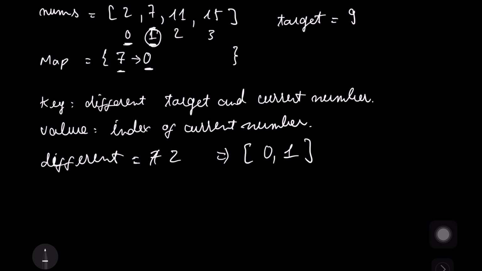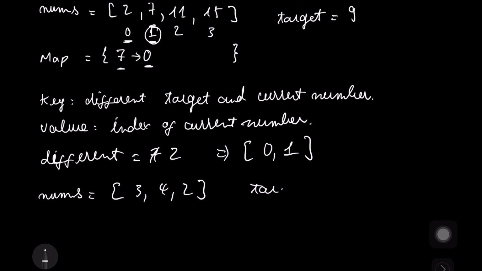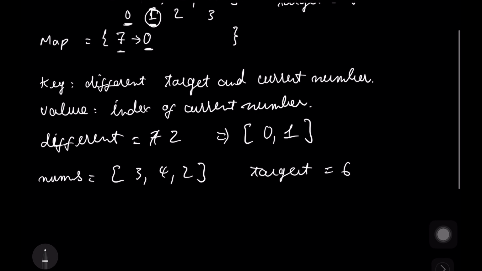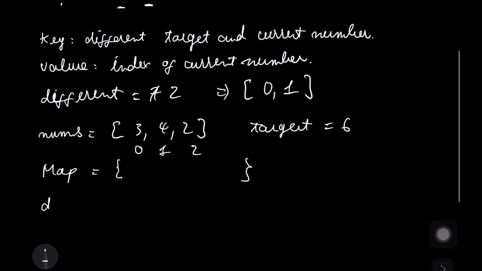Let's find another example to make it clearer. For example, nums is 3, 4, and 2, and the target here is 6. In this one, we also have a map, and then we have the difference.